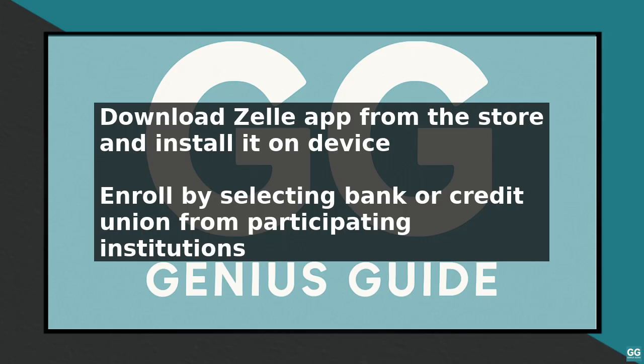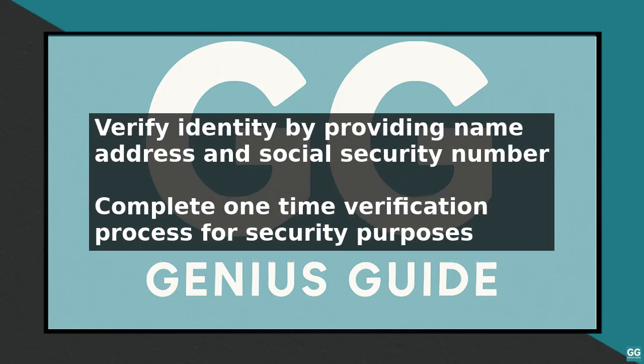To get started with Zelle, you need to download and install the Zelle app from the App Store. Once installed, you will be prompted to enroll by selecting your bank or credit union from the list of participating financial institutions. If your bank is not listed, you can still use Zelle through the mobile banking app of your bank if it is supported.